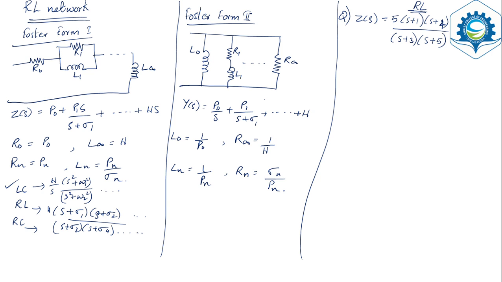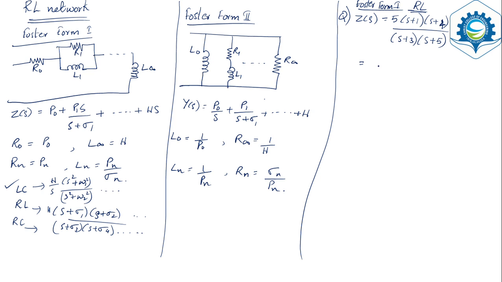Now, let us see how to find out the Foster form 1 for this particular problem. I am not going to explain all in detail. Foster form 2, you can do it on your own. Actually, you just have to find out the partial fraction expansion. It is as simple as that. Now, before starting the partial fraction expansion, you have to check the power of the numerator and the denominator. You can see the highest power of the numerator is S square, that is 2. And at the denominator also the highest power of S is S square, that is 2. Since both are equal, you have to divide it.